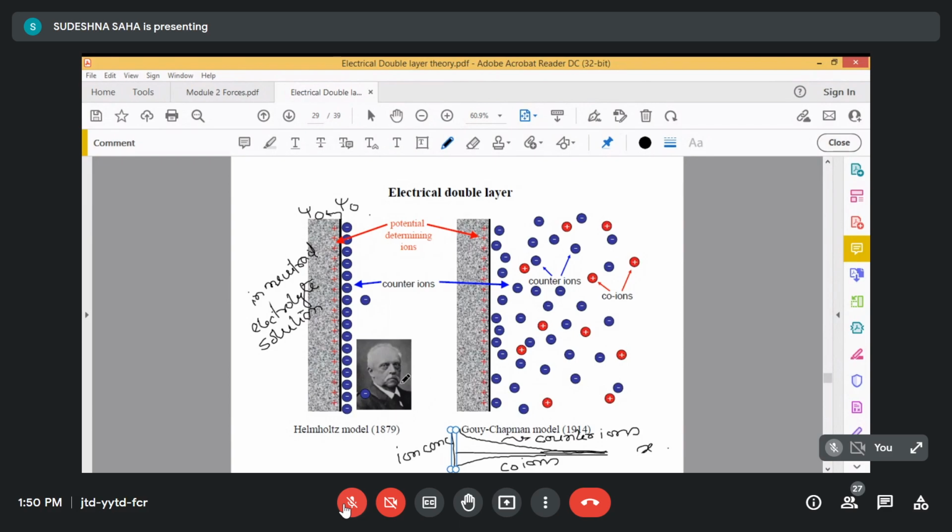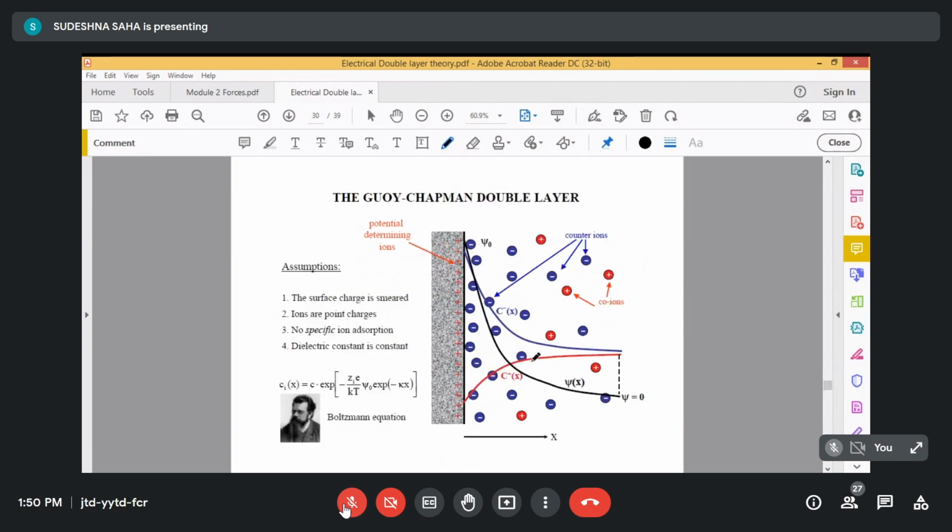And the electrical potential will be a function like this. Here the counter ions and co-ions are also given. So this will be the profile of the counter ions and this will be the profile of the co-ions existing over there, and this is the potential that is distributed from the surface to the bulk of the solution.